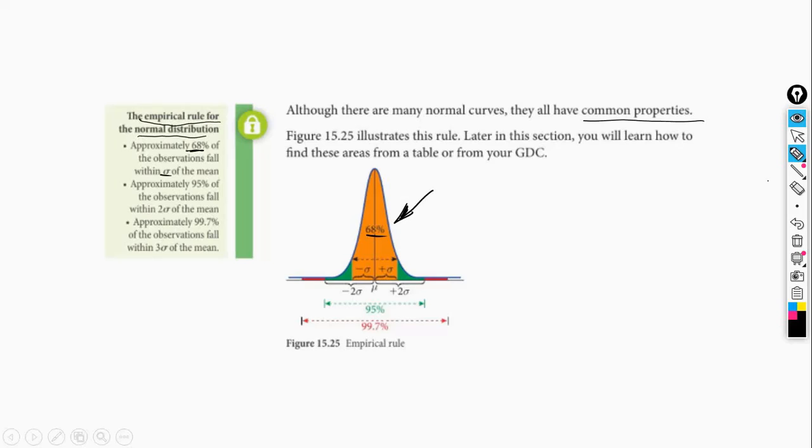Then we have that approximately 95% of the observations fall within 2 standard deviations of the mean. We can see that in green here. 95% would be the mean plus 2 standard deviations and minus 2 standard deviations. And finally, about 99.7% of the observations fall within 3 standard deviations of the mean. And that is what we see here in purple.